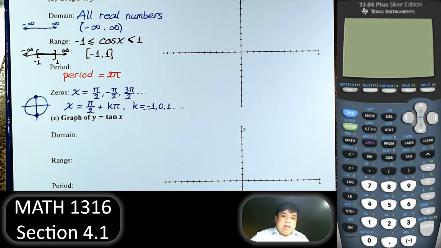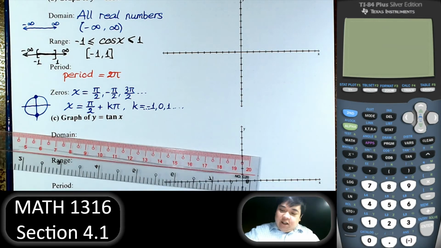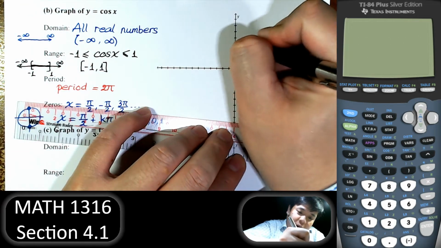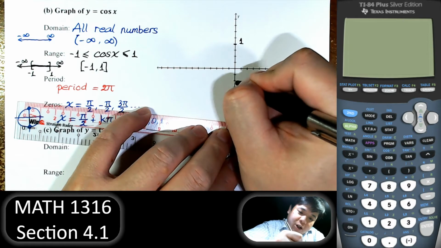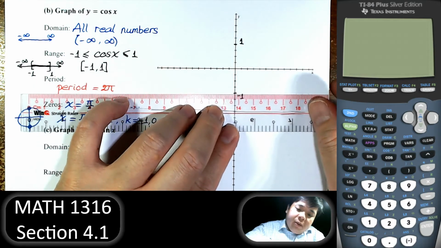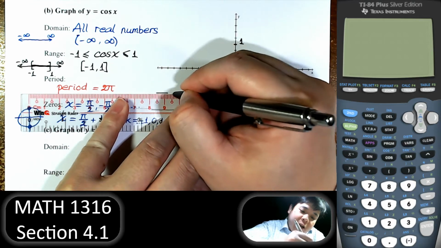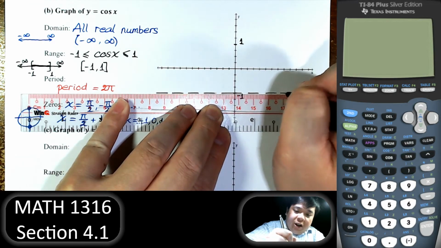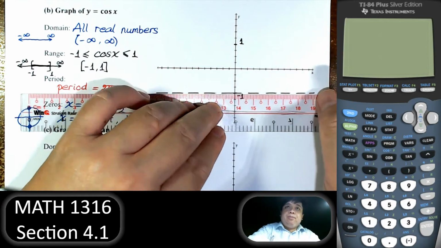And now with that we can put together the graph. Again, between -1 and 1, 1, 2, 3, 4 ticks. The graph of cosine will be between these two dashed lines.